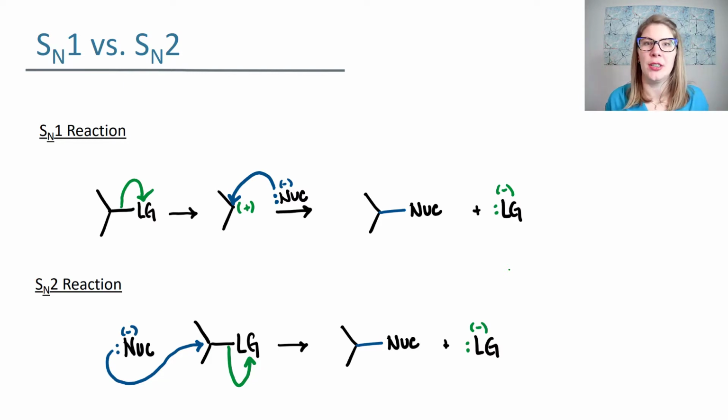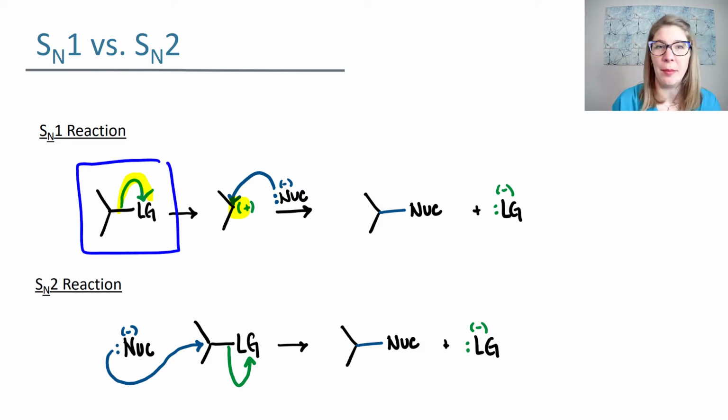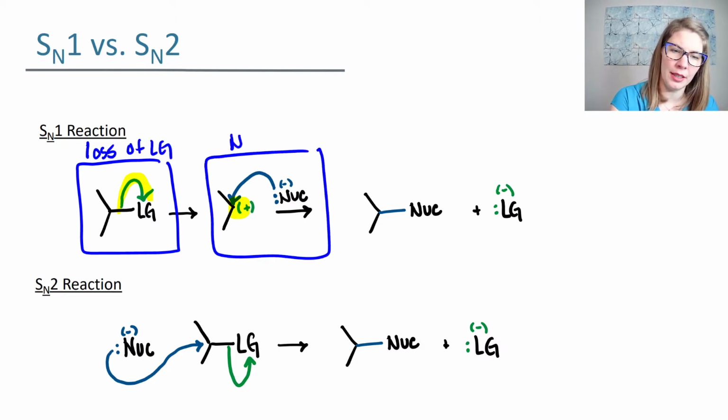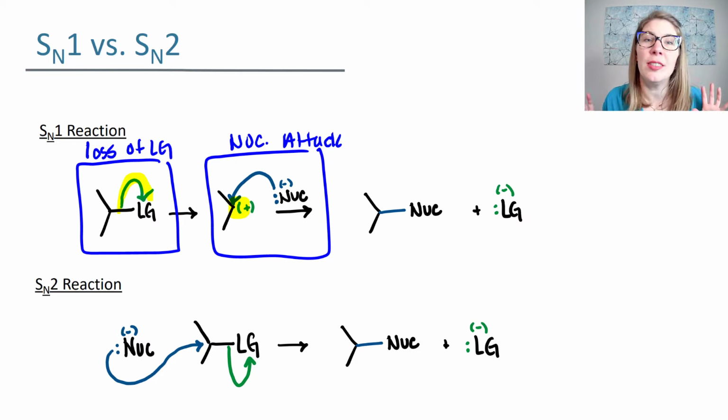The first one that I've listed here is called the SN1 reaction. The second one is called the SN2 reaction. In the SN1 reaction, what is happening is your leaving group is leaving, you create a carbocation, and then your nucleophile attacks. If we go back to our arrow pushing patterns, this is step 1, where we see a loss of leaving group. And step 2, we see a nucleophilic attack. Because these are two separate steps, we call this a stepwise reaction.